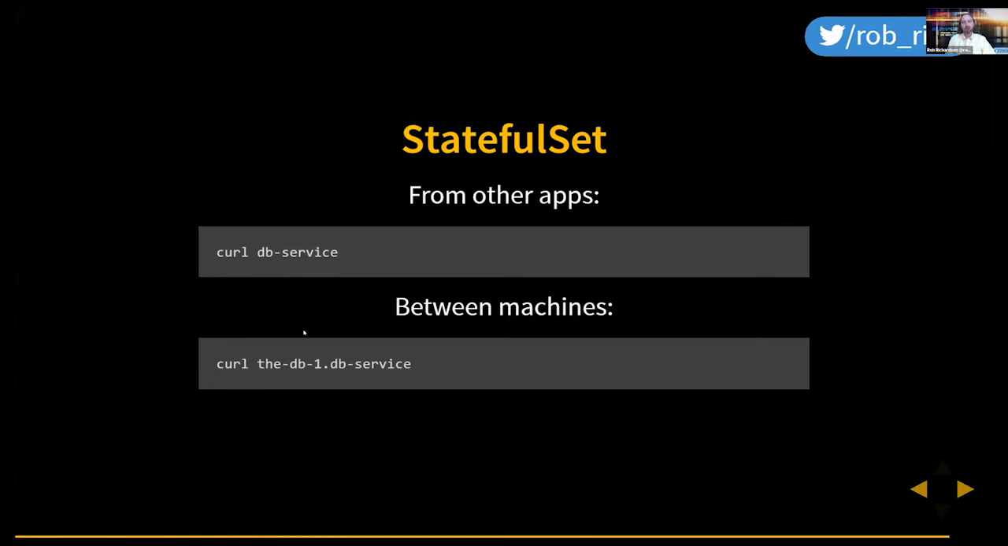But if I wanted to browse between the machines, I can hit the DB service, but I will hit the DB1 dot. So if I had named my pods DB, here's the DB1. And now I'm getting at the first machine inside that stateful set.